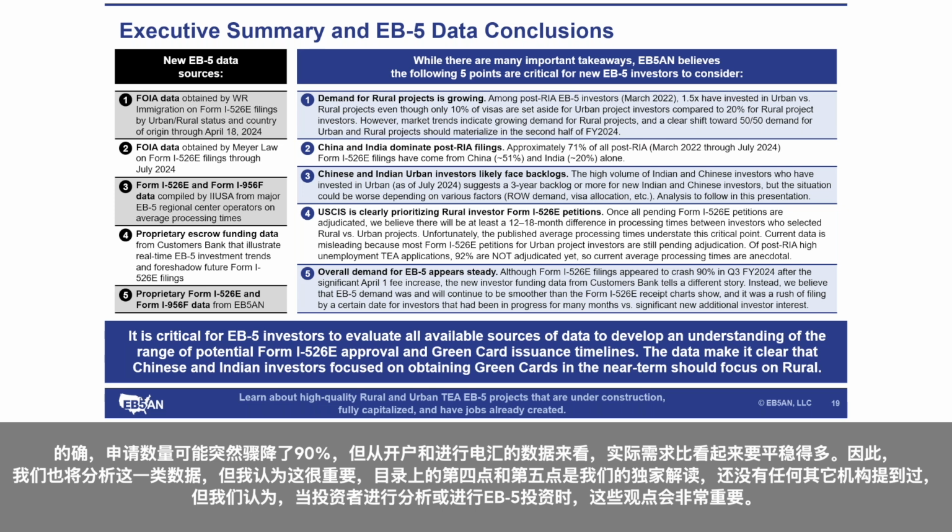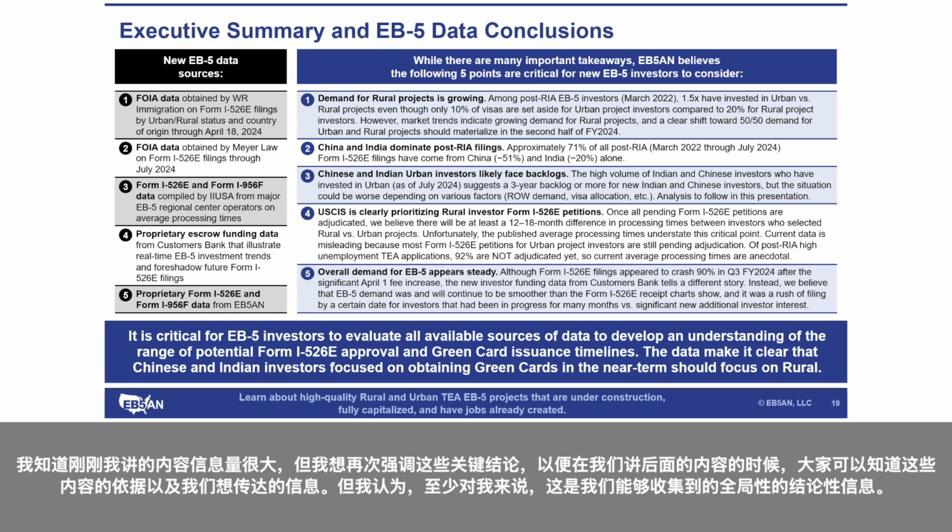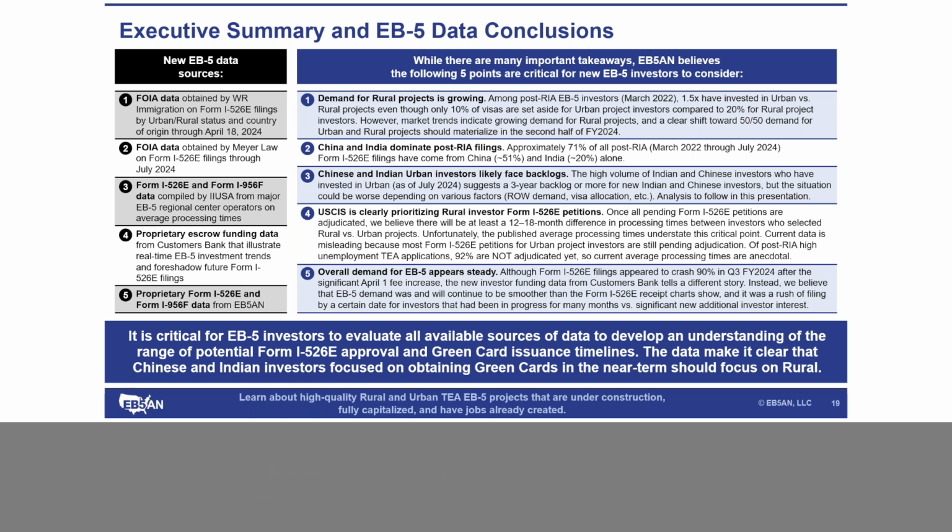So we'll run through some of that data too, but I think that's a very important thing, is number 4 and 5 on this list are unique insights that we've come to that have not really been presented by others, but we think are very important when investors are analyzing making their EB-5 investment. And I know that was a lot of information that we went through very quickly, but I wanted to highlight a lot of these key conclusions so that as we go through the rest of the presentation, you'll see the backup for this and where we're getting at. But I think that this is, at least to me, the high level information that we've been able to gather.